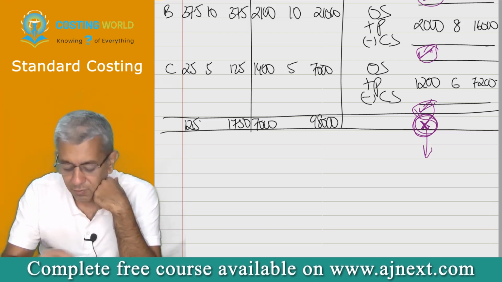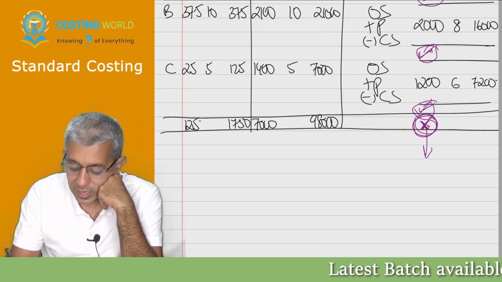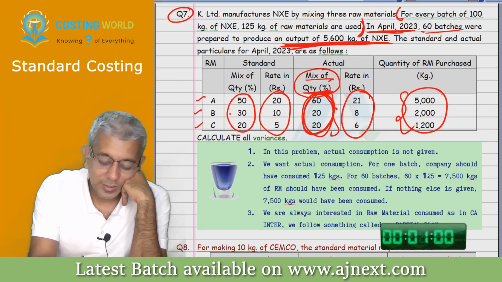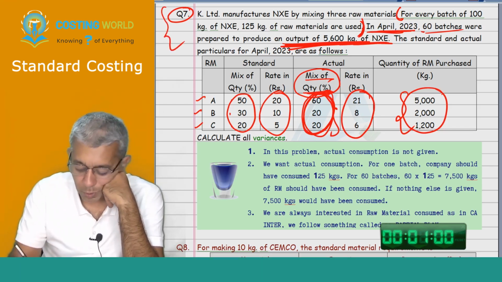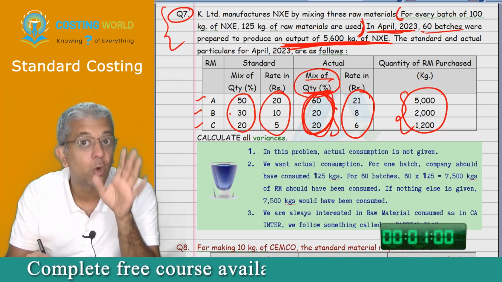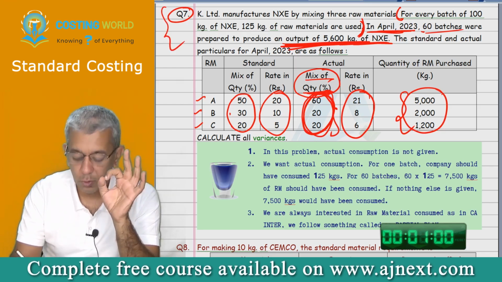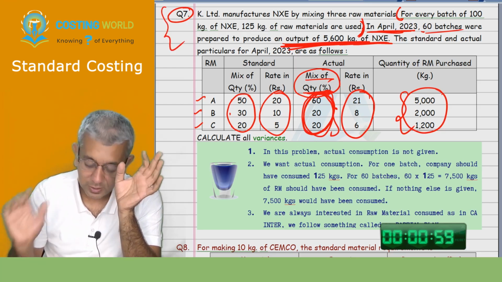Okay, I give you 1 minute. Try to read your paragraph in a very proper way. See what information we have not used. Try to use that. I want actual raw material consumed. Think.